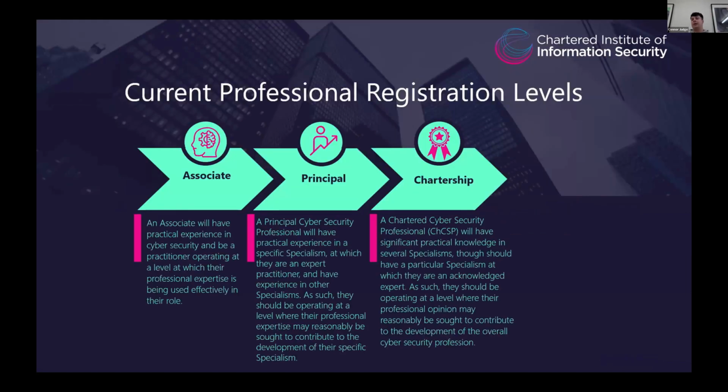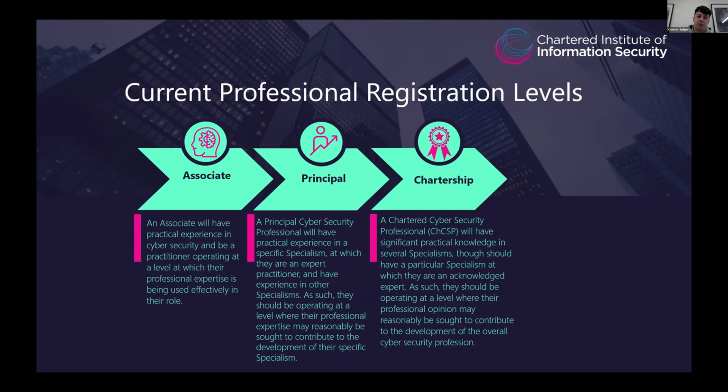It's broken down into three levels at the moment. We've got associate, principal, and chartered. Associate, you'd be looking at practitioner level to be going for that level. Principal, you could be an expert in your specialism, but that's that specialism specifically. And for chartered, you'd be expected to be an expert in that specialism, but also to have a wide knowledge of other specialisms as well.